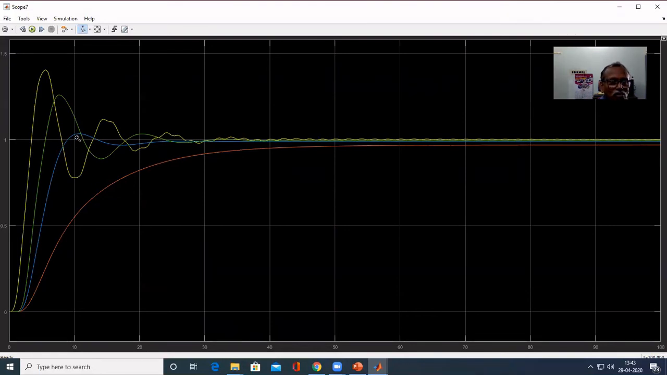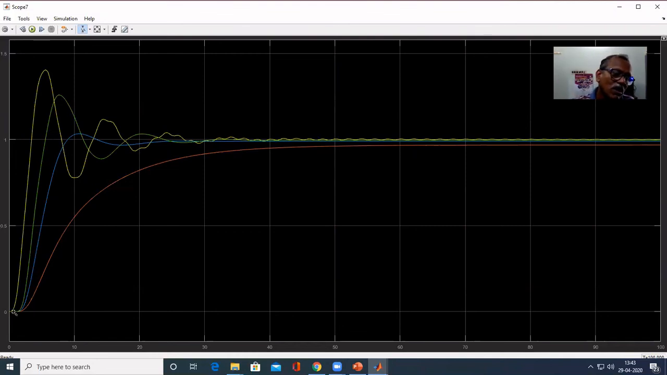If you see the mu equal to 3, it doesn't have any overshoot, as well as it also settles better than mu equal to 1. Therefore, mu equal to 3 gives better response. But the rise time is less. That is the only difference. Rise time is less when compared with the green.